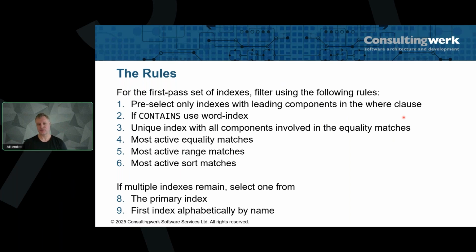If multiples remain, then the additional criteria, there is no rule 7, is that if the primary index is still available for selection, use that. Otherwise, pick an index alphabetically by name of the remaining indexes that are available for selection.